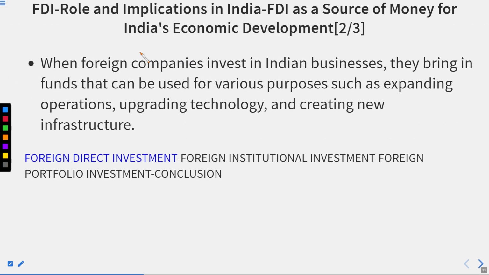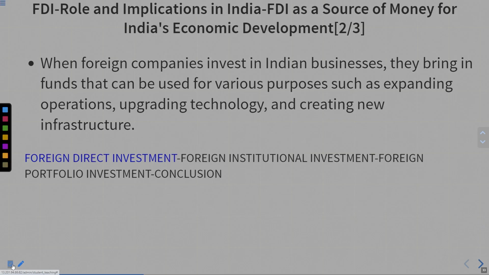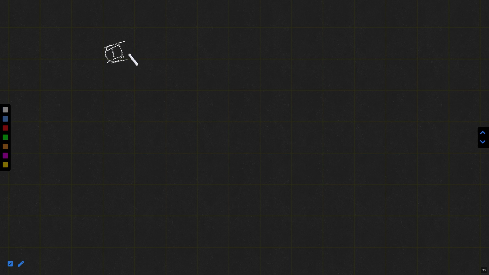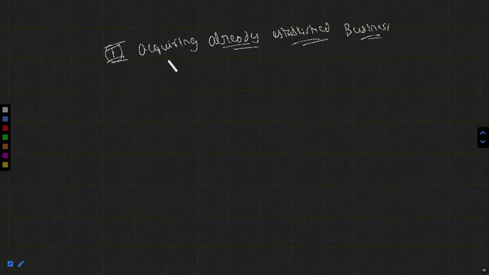So now come to here. What it is saying is that the foreign companies in India bring funds that can be used for various purposes, such as expanding operations, upgrading technology, and creating new infrastructure. For example, if we go with the previous example, there was a concept of acquiring already established businesses or ventures.